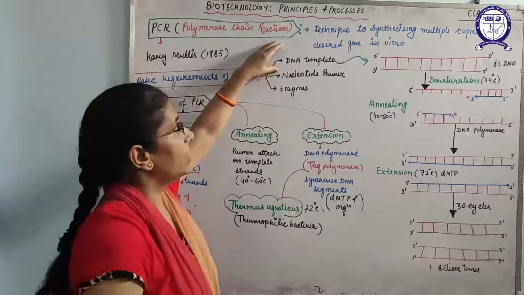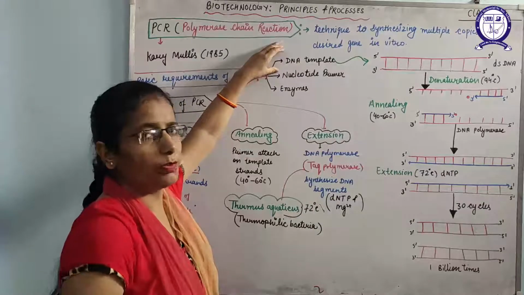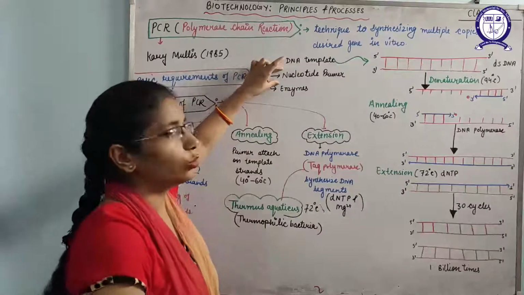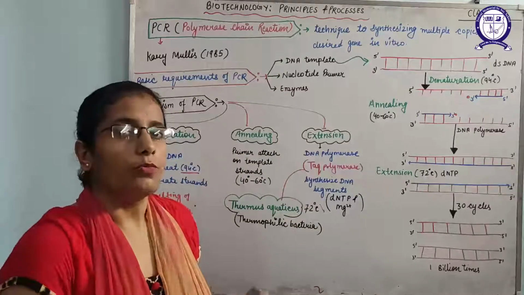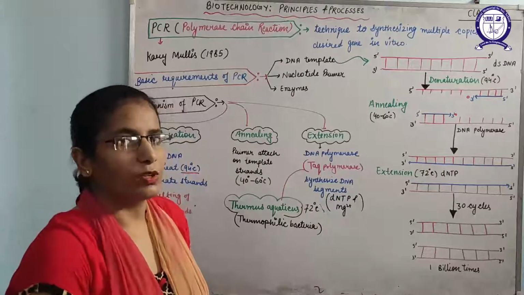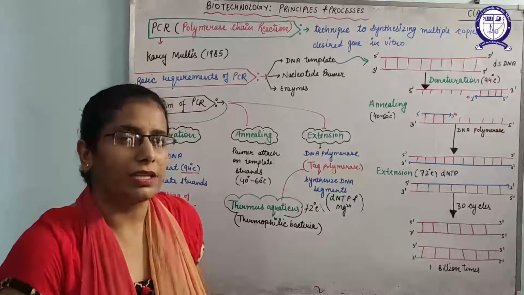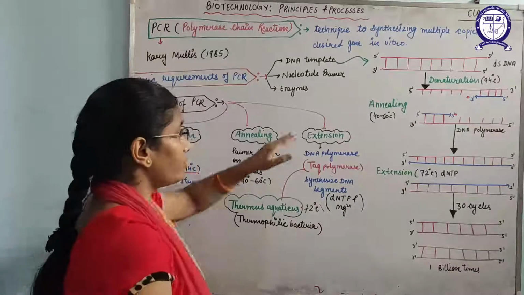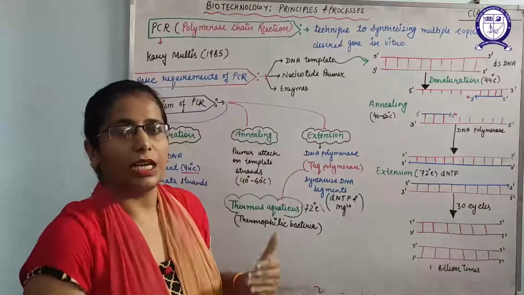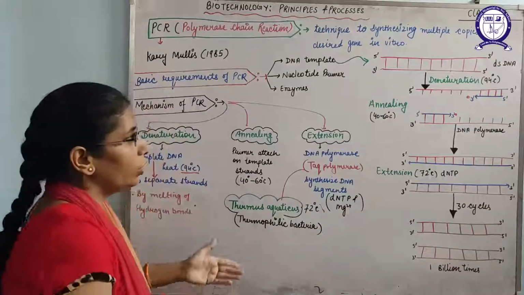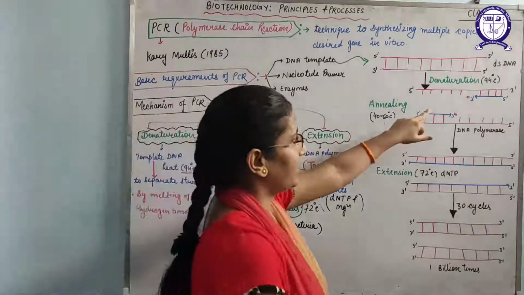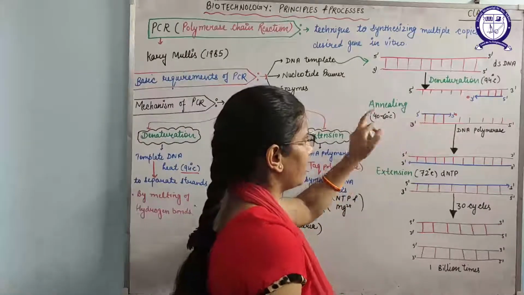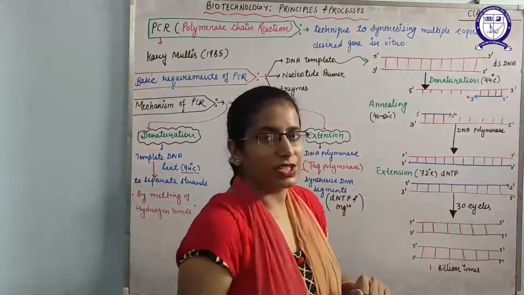First is the DNA template whose copy we want to make. Second are the nucleotides and primers, because DNA is made up of nitrogenous bases. So if we want multiple copies of the DNA, we also require the nitrogenous bases. And third is the enzyme that will make the copies. So just see the diagram. In the diagram, I have written the 3 steps. First is denaturation, second is annealing, and third is extension.